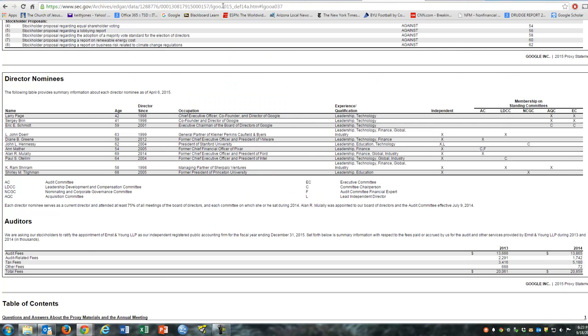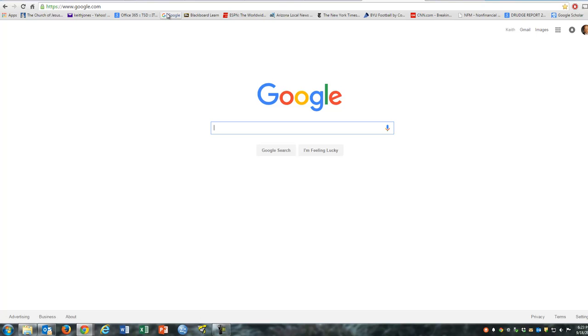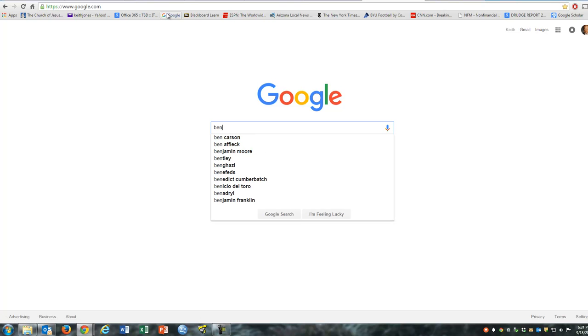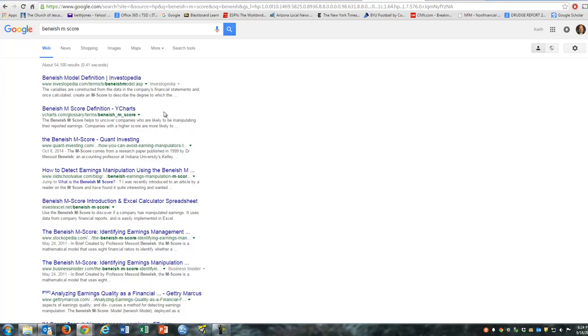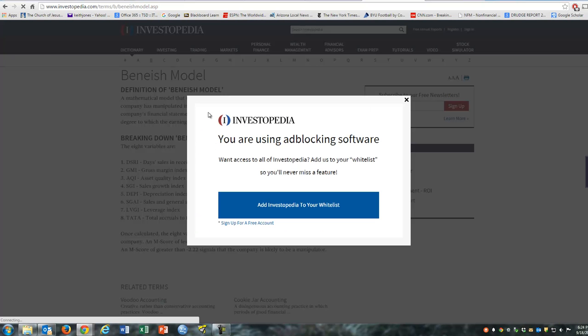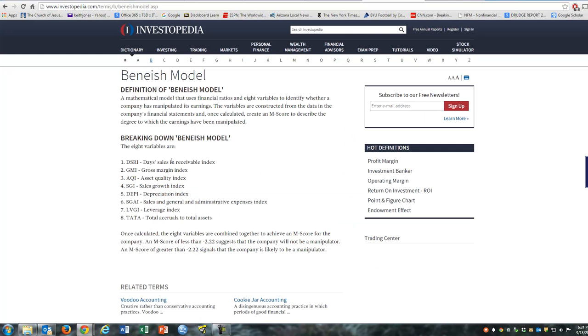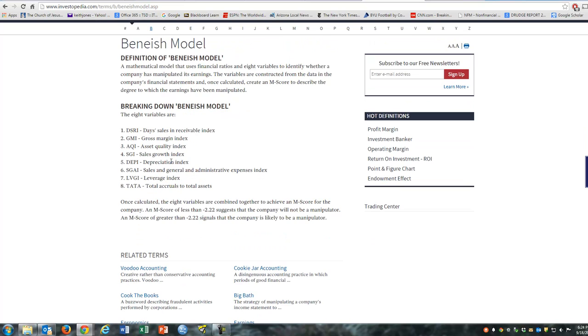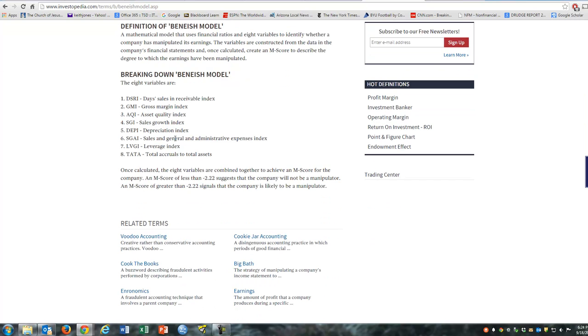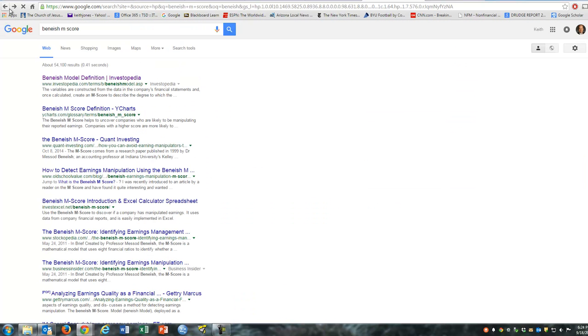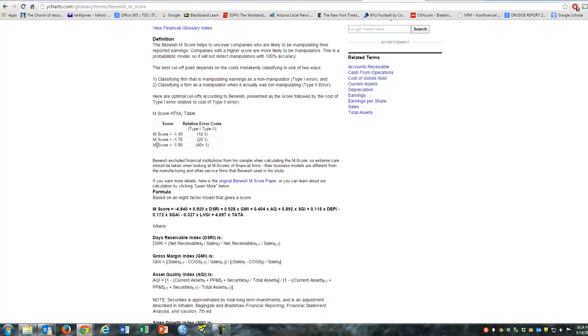In the past, some people have looked at the Beneish score. I don't know if anybody has used that. If you've taken valuation, you may have run into the Beneish M-score before, but if you just click here, like Investopedia, it'll give you some definition. It basically has some financial statement ratios that you want to calculate, and then you come up with an actual number. This doesn't have the formula. Let's look down and see if we can find the formula for the Beneish score.